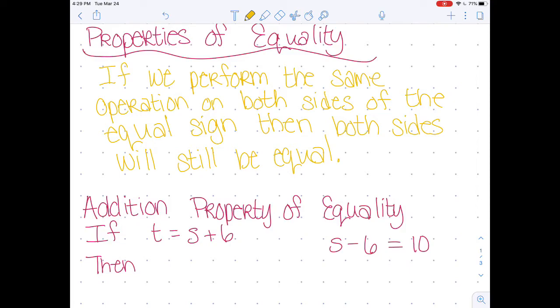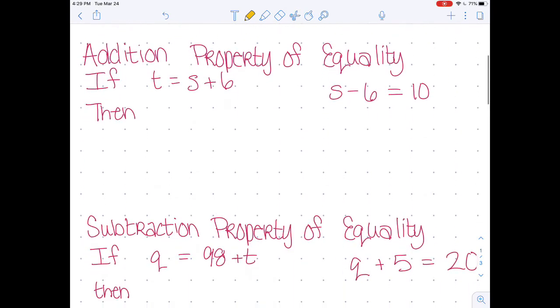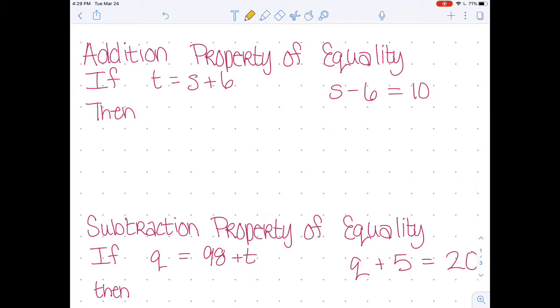So the first one is the addition property of equality. And this says if we add the same number to both sides, then it's still going to be equal. So if I have t equals s plus 6, if I take t and I add 2, then I have to add 2 to the other side. So now t plus 2 equals s plus 6 plus 2. So what the addition property says is add the same number to both sides.